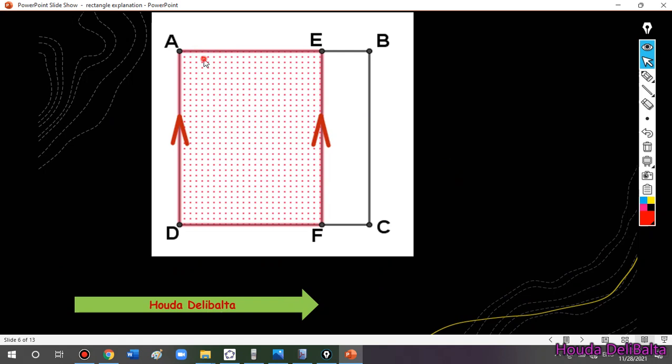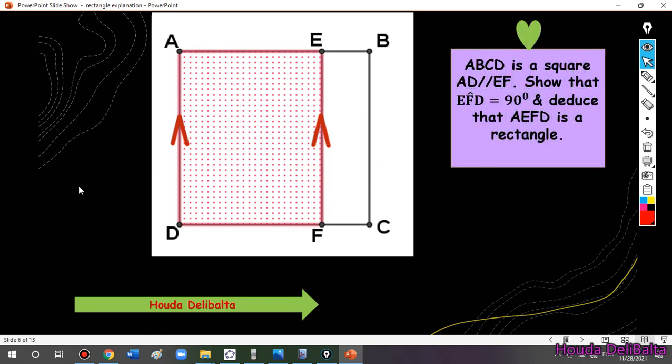We have that ABCD is a square. We have that given AD and EF are parallel, and I need to show first of all that angle EFD is 90, then to deduce that AEFD is a rectangle. So it looks like I'm going to use that this is a rectangle because it has 3 right angles. So I'm going to use it to prove it a rectangle by using the idea of proving 3 right angles for it. Okay, so let's start.